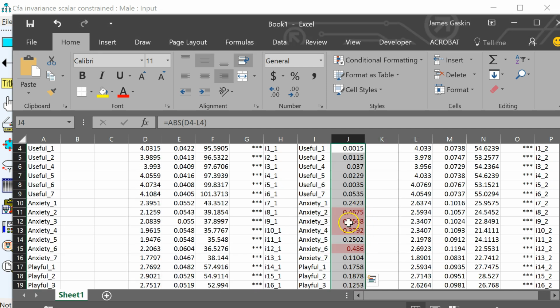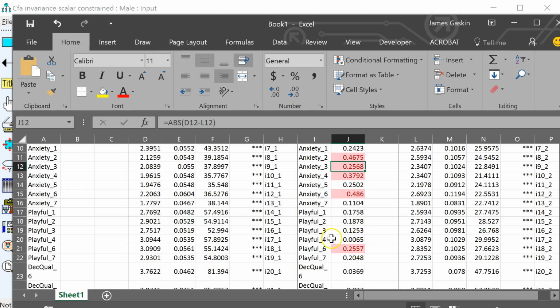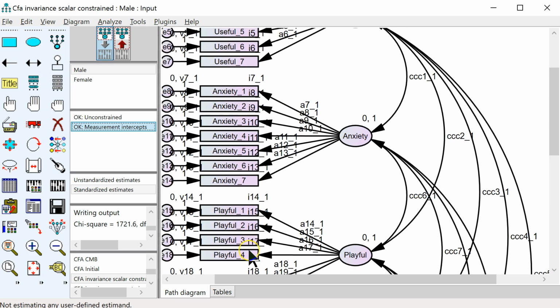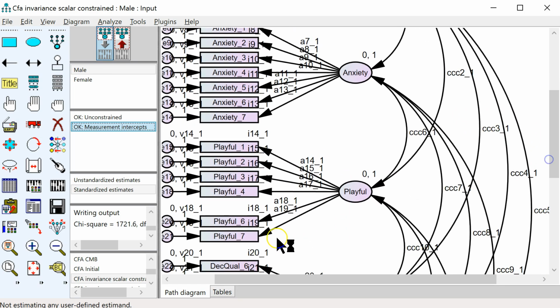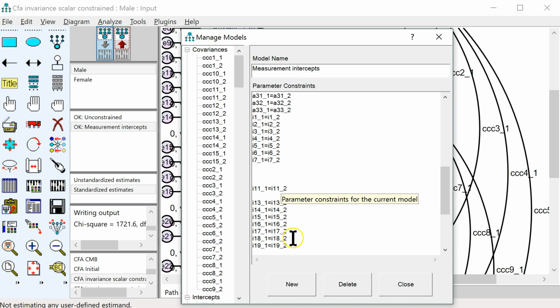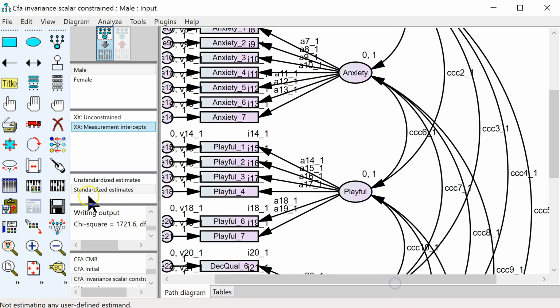And it looks like anxiety 3 and playful 6. So let's go take care of those. Anxiety 3 and playful 6. Now anxiety will still have 1, 5, and 7. So we're still partially scalarly invariant if we can do it with those. Okay, again, anxiety 3 and playful 6. Anxiety 3 is I9. Playful 6 is down here, which is I18. I9 and 18. So we're going to go do those ones. I9 is right here, delete, and 18, delete, close, run, and pray, and hope.